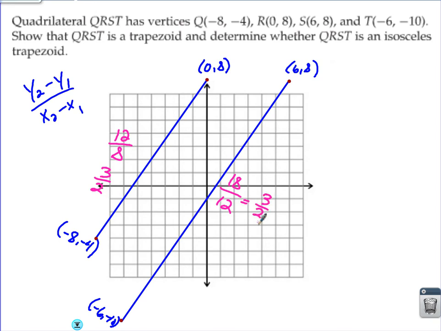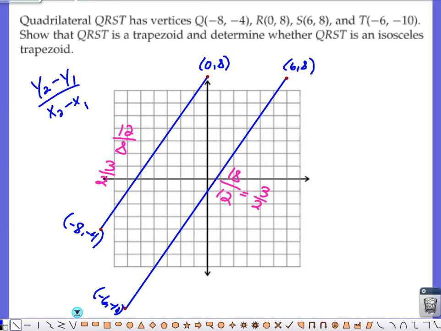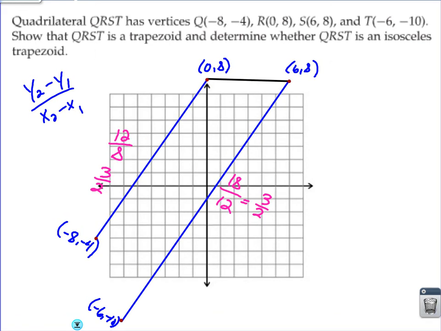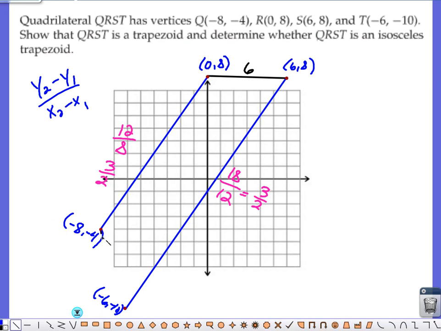It's a trapezoid for sure. But now let's determine, is it isosceles? I like this one. Let's draw our sides here. Because watch. From 0,8 over to 6,8. Can anybody tell me how far that is? You went over 6. So in order for this to be isosceles, the distance from here to here would have to be 6. Let me draw a straight line if I can find it. There we go. The distance from here to here must be 6.